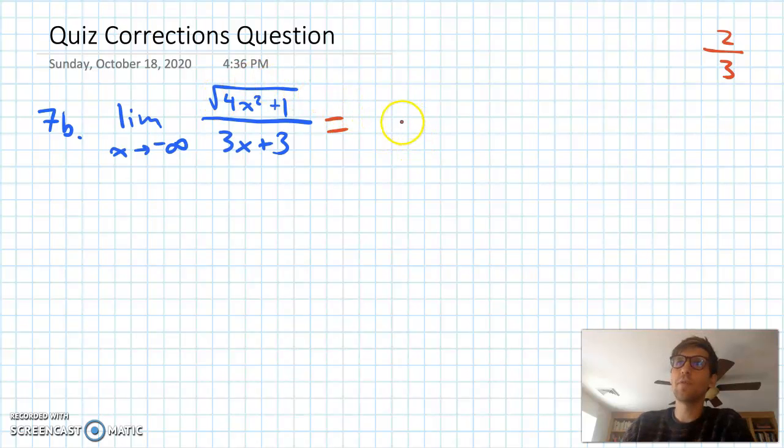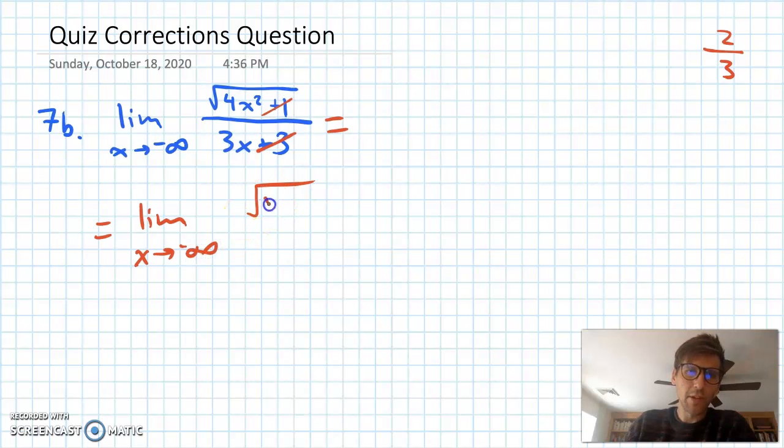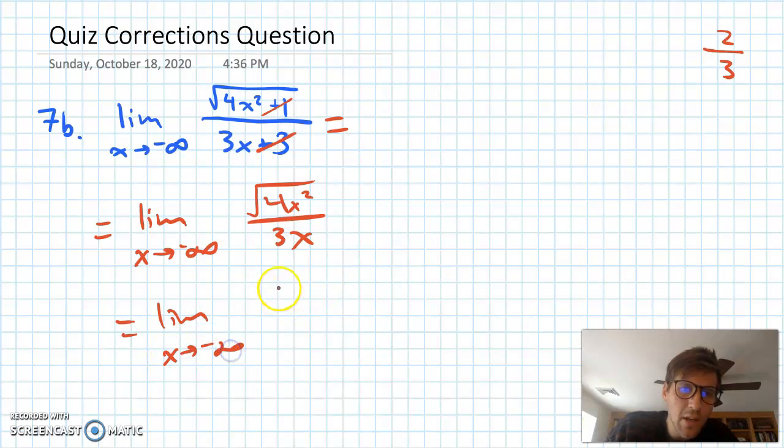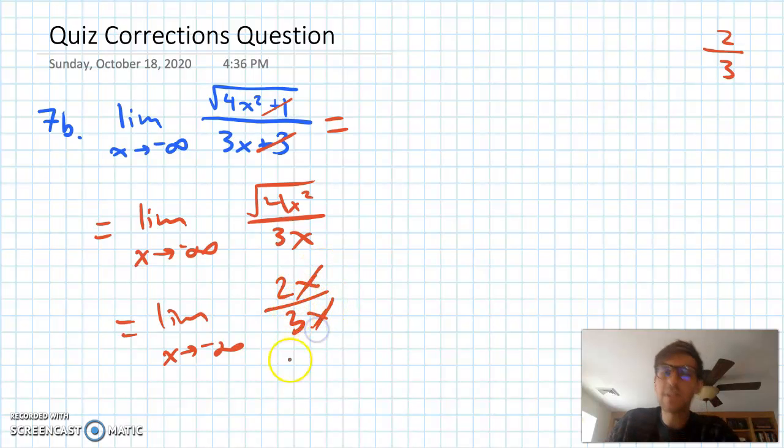Some of you though just went forward, and let me actually write it below here. And you said, okay, well, if this x is approaching infinity, these are going to be negligible, but be careful. Then we're just going to have the square root of 4x squared over 3x, which we could then simplify to be the limit as x approaches negative infinity of, okay, that's a perfect square, 2x over 3x. So those cancel. So many of us ended up at 2/3.